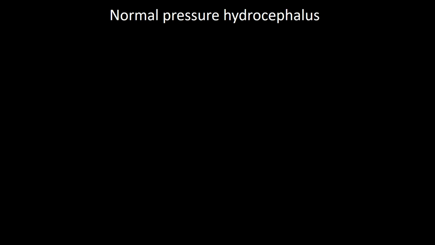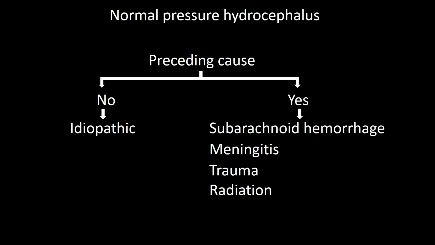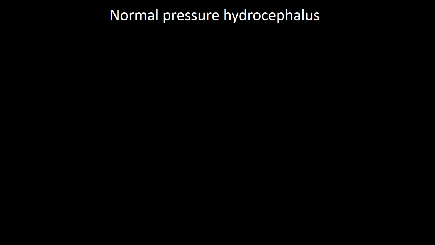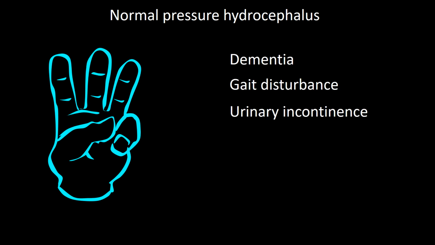Normal pressure hydrocephalus is divided in two groups based on the presence or absence of a preceding event. In the absence of a preceding event, it is considered idiopathic. When a preceding event is present, it's denominated normal pressure hydrocephalus preceded by whatever the condition occurred before it. Subarachnoid bleed is by far the most common event preceding normal pressure hydrocephalus. Normal pressure hydrocephalus presents with a triad: dementia, gait disturbance, and urinary incontinence.